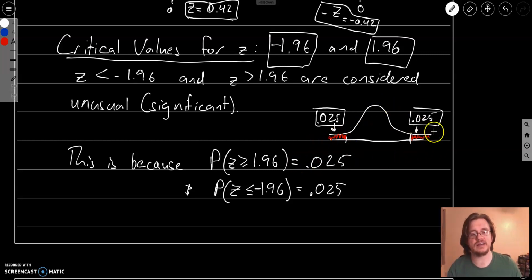So if you had some sort of distribution that was distributed normally about 0 with a standard deviation of 1, these z-scores are the cutoff for what would be normal z-scores. Anything between them is normal, and anything beyond them would be considered unusual.